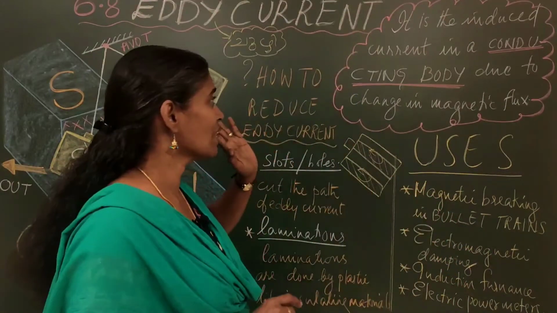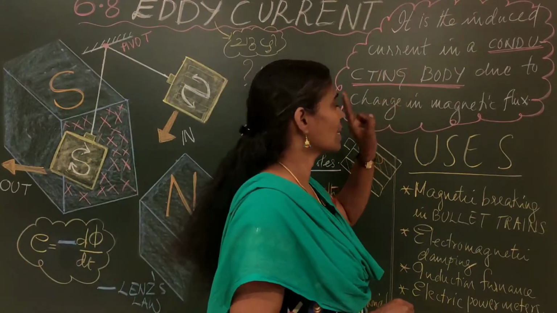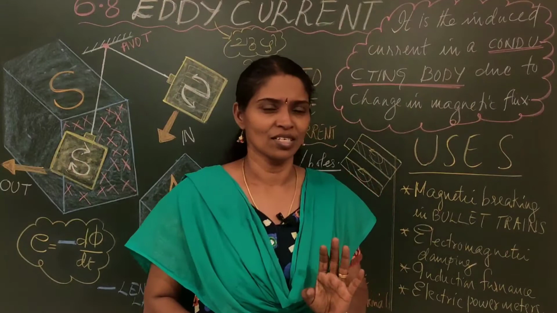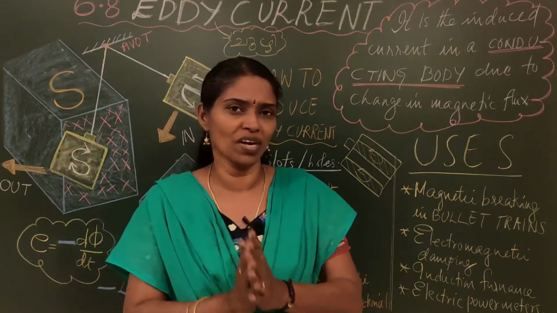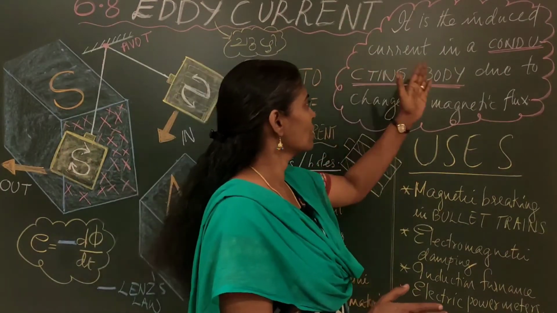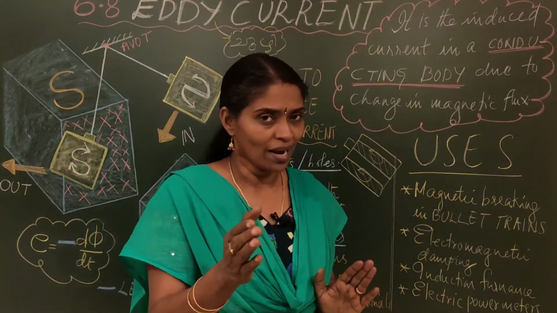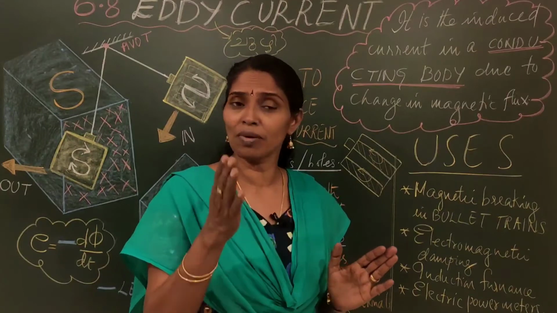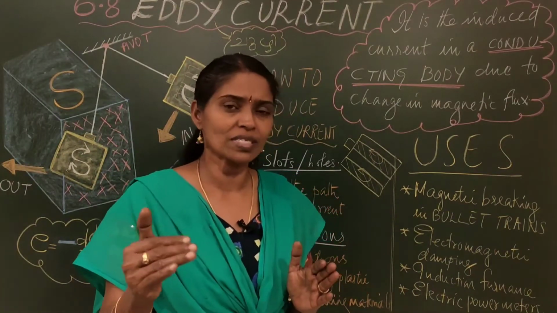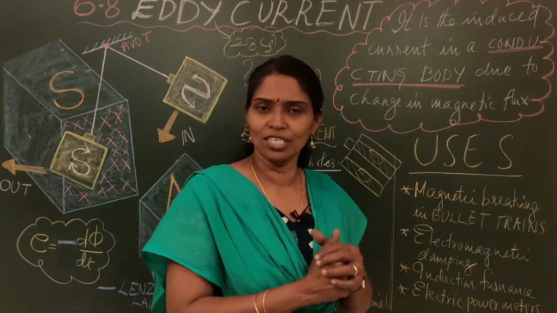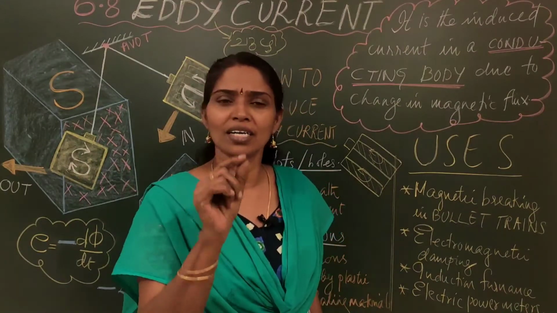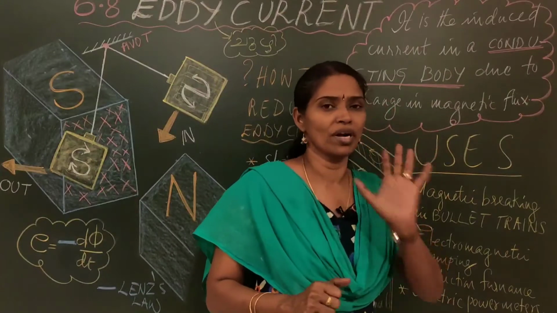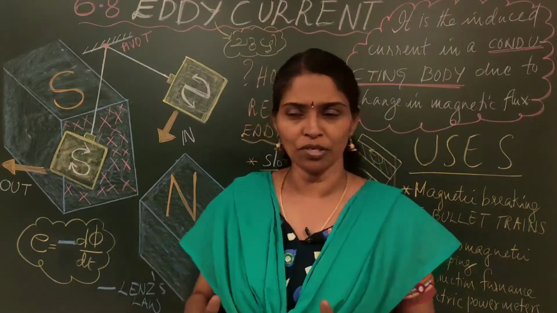So what is eddy current? It's induced current in a conducting body due to change in magnetic flux. What we have studied is, there is induced EMF in a coil whenever there is change in magnetic flux linked with it. But here, instead of that coil, we use the words conducting body. So let's come to the figure.